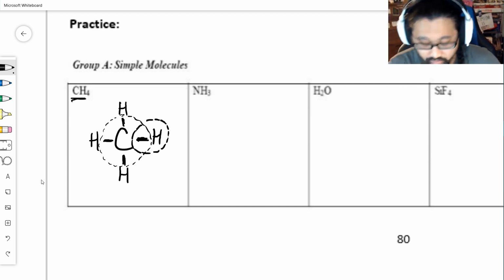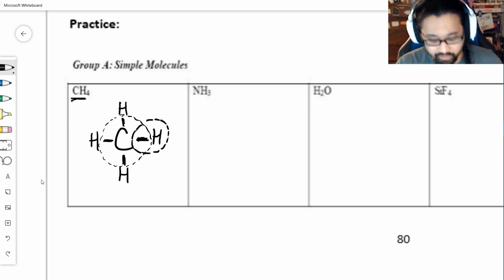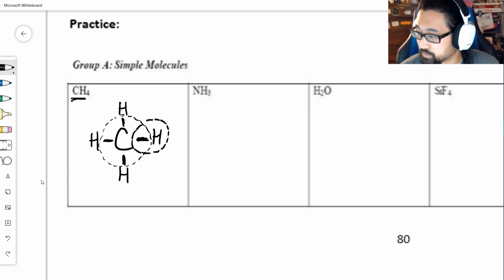Alright, if you didn't have enough time to do NH3, pause the video. Otherwise, I'll do some explaining. So, NH3, N has the least, it's in the middle. The H's go along the outside. I know that N has 5 valence electrons and H has 1.